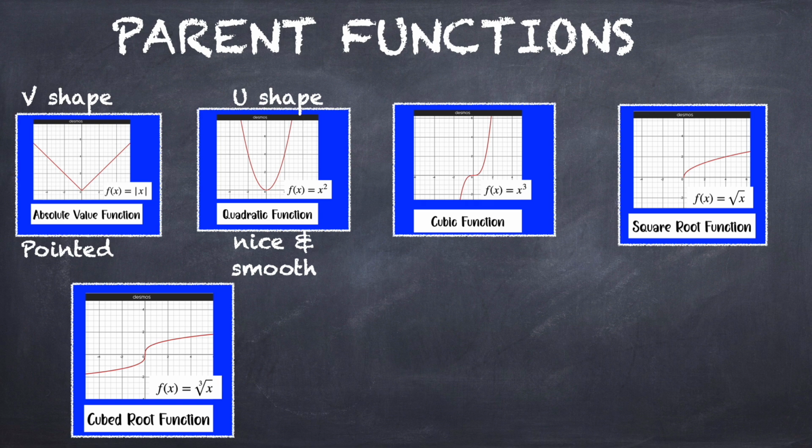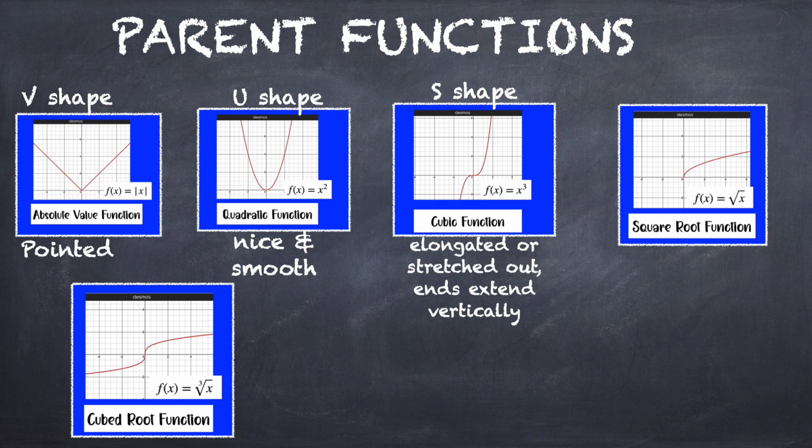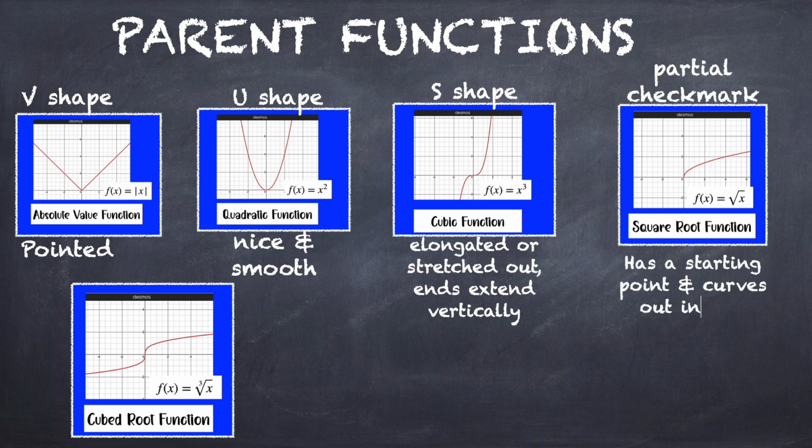The third one we have is the cubic function. I say it's an S shape. It's kind of an elongated or stretched out S. The ends extend vertically, so one end goes up, one end goes down. That is our cubic function, f of x equals x cubed. Now we also have our square root function, and that's f of x equals the square root of x. I kind of say, okay, it's a partial check mark. I start here and then I go off in one direction.